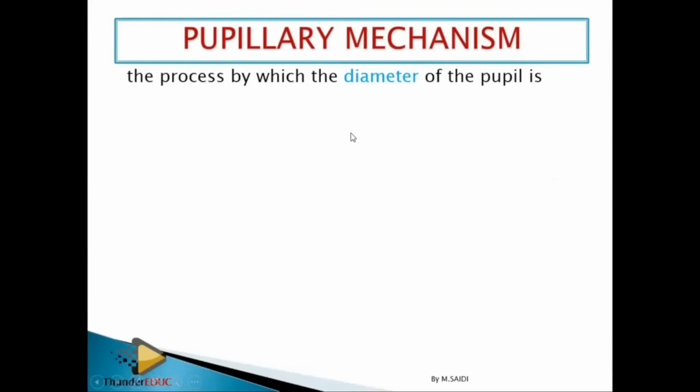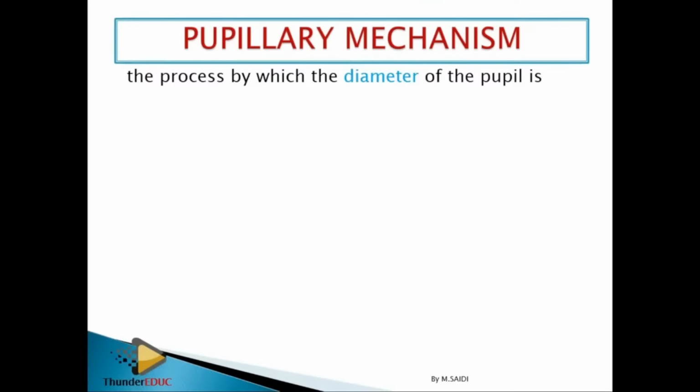When you talk about the pupillary mechanism, it's the process by which the diameter of the pupil is changed. You find that students tend to misunderstand the pupillary mechanism and accommodation. Basically, in accommodation, you have to talk about the lens, the suspensory ligament, and the ciliary muscles.